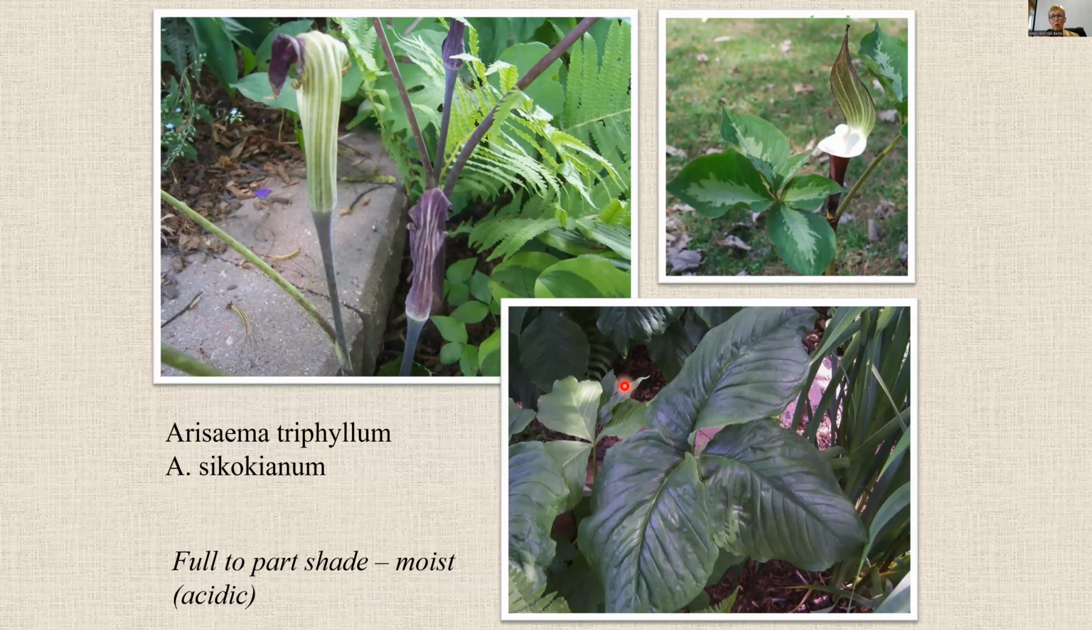Jack in the pulpits, we've got the native form in these two larger pictures, and then their Japanese cousin, Sikokianum, here. So all in the arum family, and these are Arisaema triphyllum and Arisaema sikokianum. And they like full to part shade and moist acidic soil. Now, when I say acidic soil, it doesn't have to be like blueberry acidic. It's just not alkaline. So most plants will tolerate something about 6.5, where 7 is neutral, so just slightly acidic.